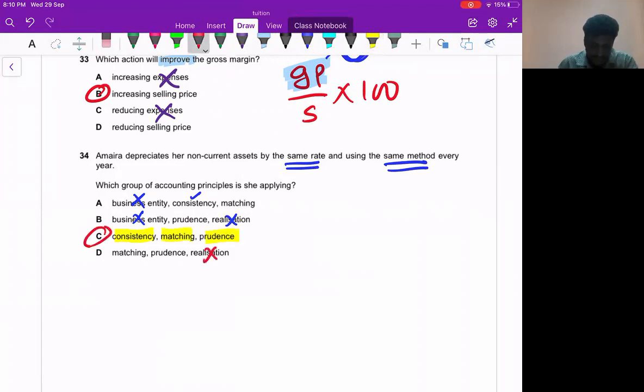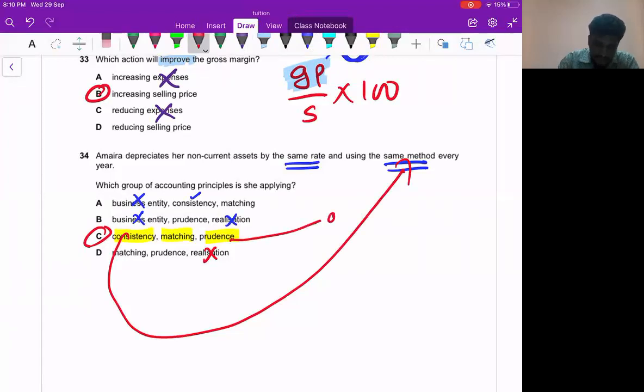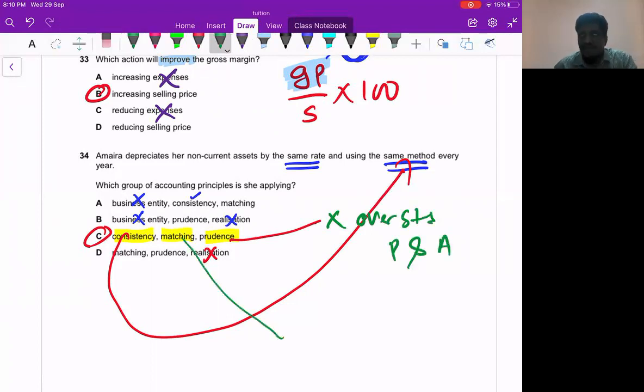Realization is wrong. Why consistency? Use the same method. Matching and prudence: not overstating. Prudence is by not overstating the profit and also the asset. Matching is, we use the non-current asset this year, so there's a loss on the value. The loss on the value is for this year, so we record it in this year. So 34, the answer is C.